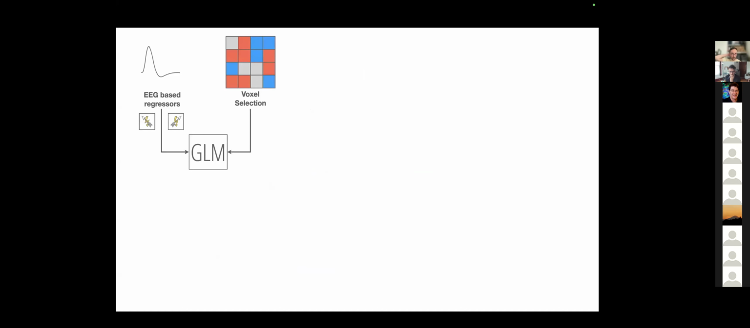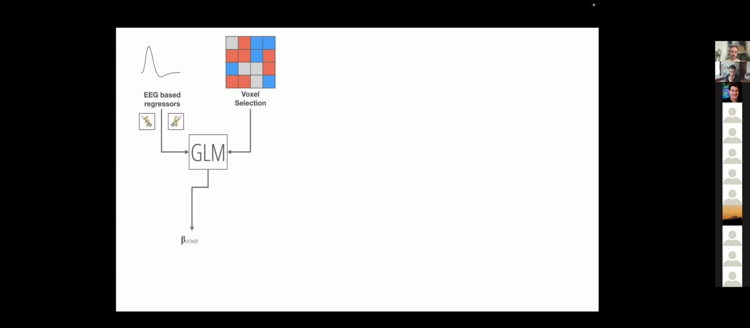The GLM would then boil down to having our EEG-based regressors and having our voxel selection based on whether voxels prefer left or right-oriented gratings. And as mentioned before, those voxel selections were either based on the orientation alone, like how strongly does this voxel respond to left-oriented gratings, how strongly does that voxel respond to right-oriented gratings, or how differently does a voxel respond to both orientations, like left minus right in this case. And for our feature unspecific analysis, it was just how strongly does a voxel respond to any stimulus presentation.